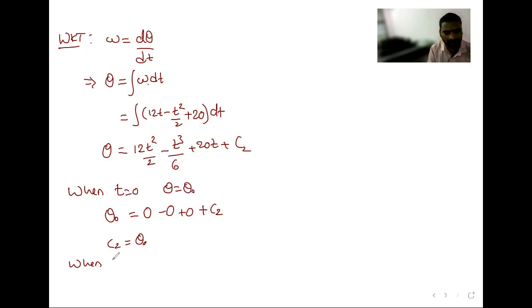Then when time t is equal to 6 seconds, then theta 6 is equal to, substitute in this. That is 2 1s are 2, 6s are first, that is 6 into t square, t is equal to 6 square, minus t cube, that is 6 cube divided by 6, plus 20 into 6, plus C2. What is the value of C2? Let it be, I will keep it as it is.